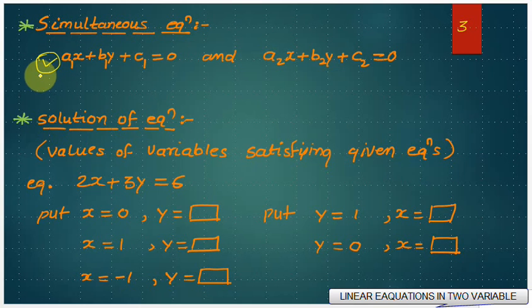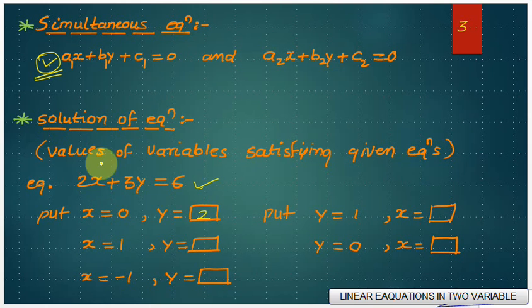Now the most important question asked in the exam: the solution of the equation. What is the solution of an equation? The values of the variables satisfying the given equations are called the solution of the equations. Let's elaborate. 2x plus 3y is equal to 6 is one example. Let's put values of x and y. Let's put x is equal to 0. So 2 into 0 must be 0, so 3y is equal to 6, so y is equal to 2. Now put x is equal to 1. So 2 into 1 is 2.